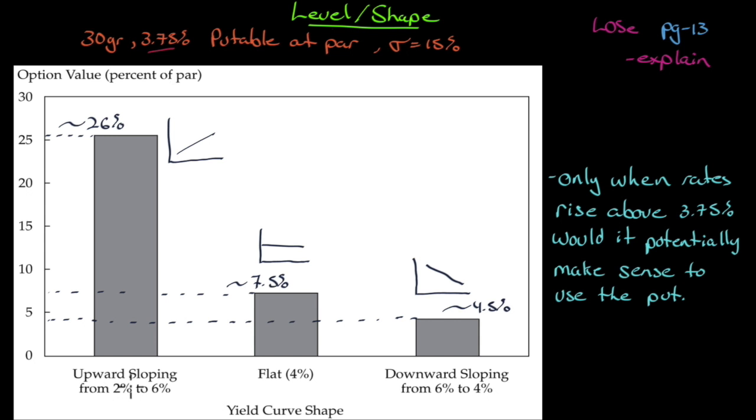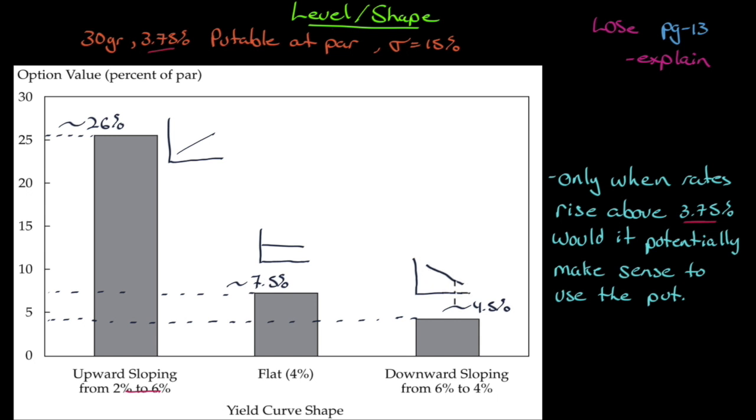3.75% coupon. This is upward sloping from 2 to 6. Look at this point here. Only when rates rise above 3.75 would it potentially make sense to use the put. This allows us to go much past 3.75, so the put is roughly about 26% of par. At a flat 4% curve, we're roughly about 7.5% of par because it's in the money, but it's not expected to go any higher or lower than where it is now.